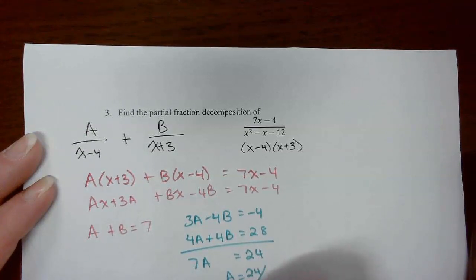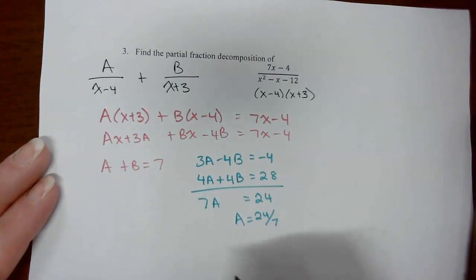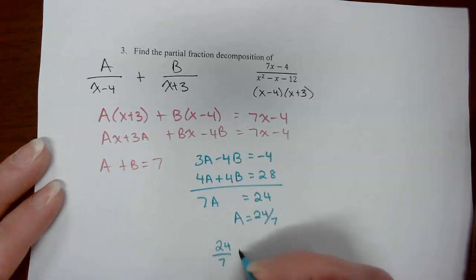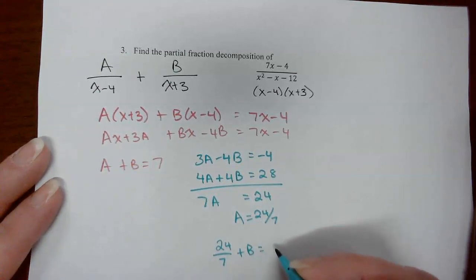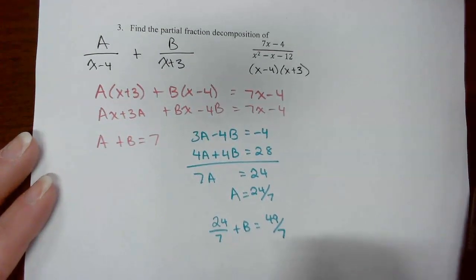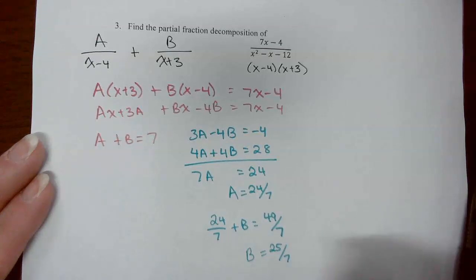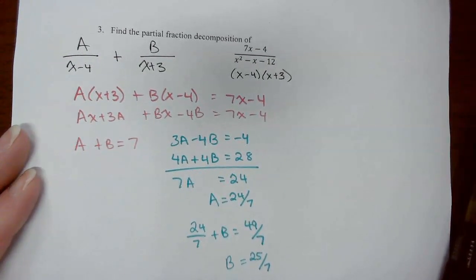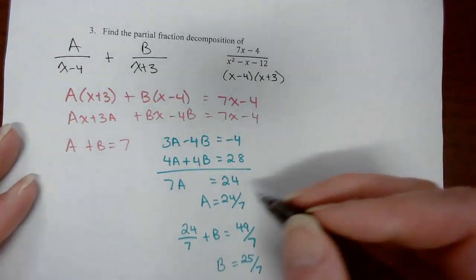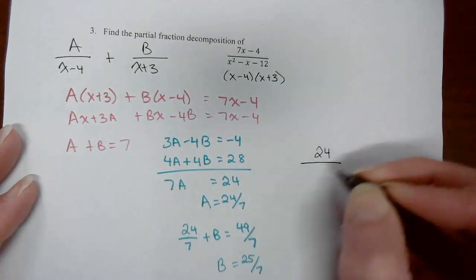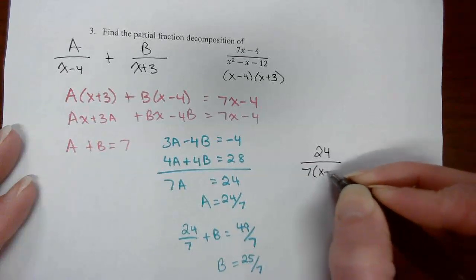Now on this one I ended up getting a fraction, and that is okay. I'm going to rewrite 7 as 49/7 because then it's easier to subtract. Fractions are okay. It would just mean in my answer, instead of just having a 24 or having a 7, I'm going to have 24 over 7, which puts the 7 in the denominator.